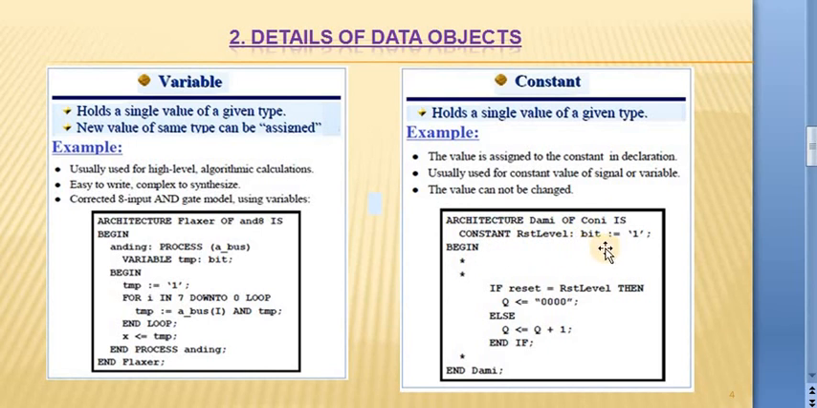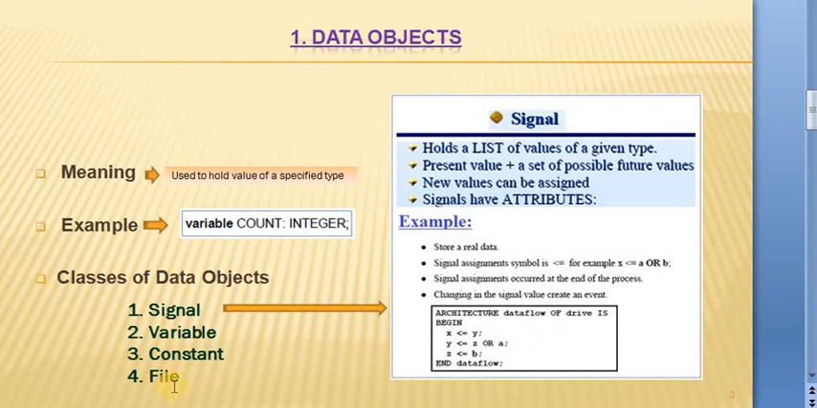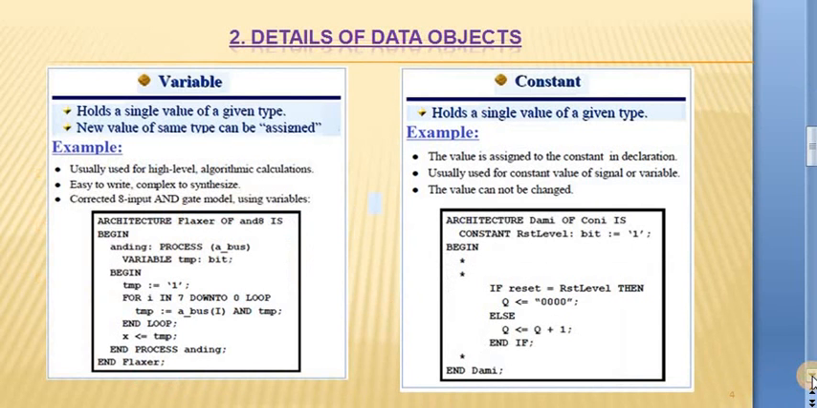So now the last part is file, which is basically used to access files on disk. In order to use the file type, the user must include the input output package that contains all the procedures and functions. That allows users to read from and write to files in the code. So in this way the file is used. I hope you now have an understanding of this topic of data objects.